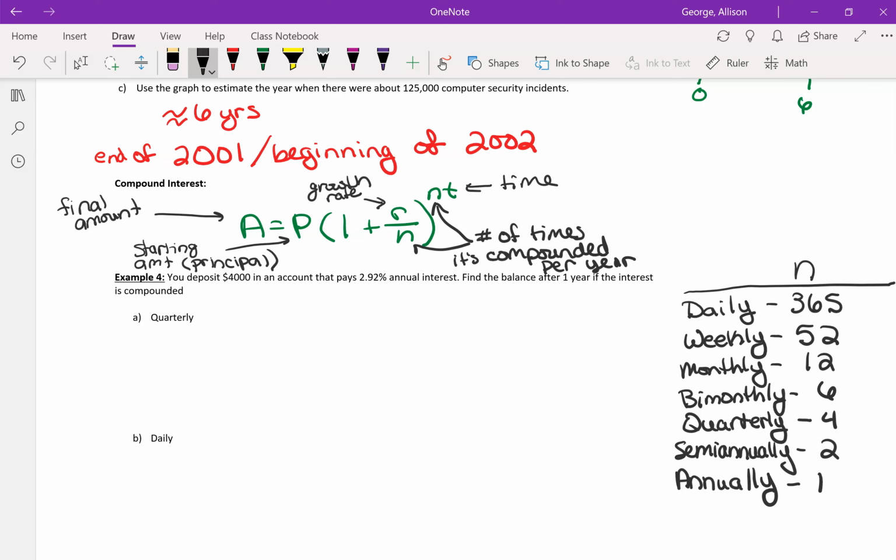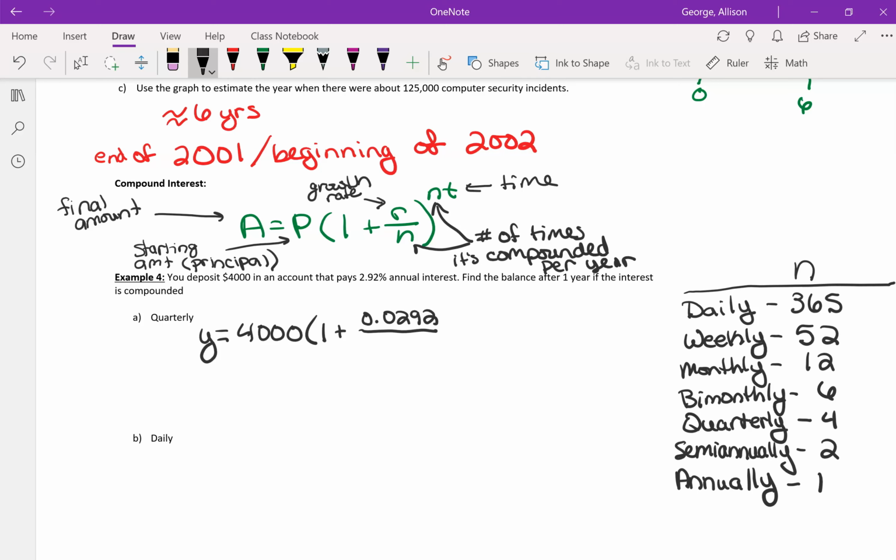All right, so for example 4, I said you deposit $4,000 in an account that pays 2.92% interest. Find the balance after 1 year if the interest is compounded quarterly or if the interest is compounded daily. All right, so let's go ahead and write our equation. So we're going to be starting with $4,000. And then our interest rate is 2.92. So we still need to move that decimal. So that would be 0.0292.